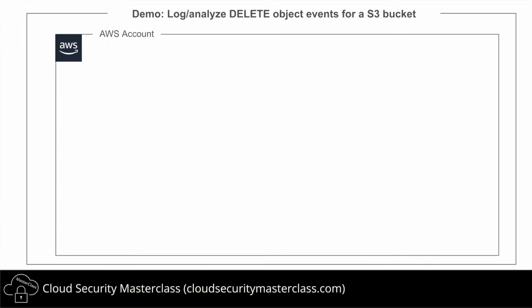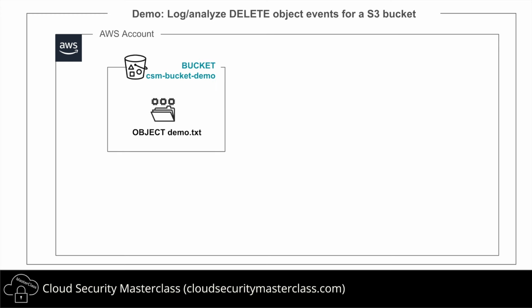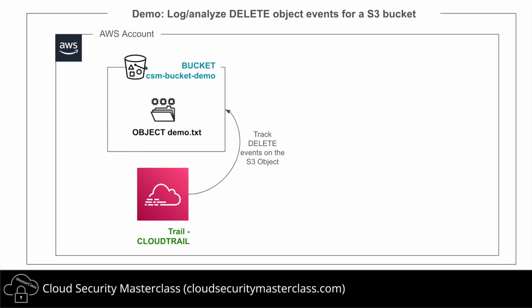All right, let's take a look at the blueprint for this demo. This is a very simple demo compared to what we have done before. We are working on a single AWS account. In this account, we will be creating an S3 bucket with an object text file within it called demo.txt. We will also create a trail resource in CloudTrail that tracks a particular API event called delete object for only this particular AWS S3 bucket.